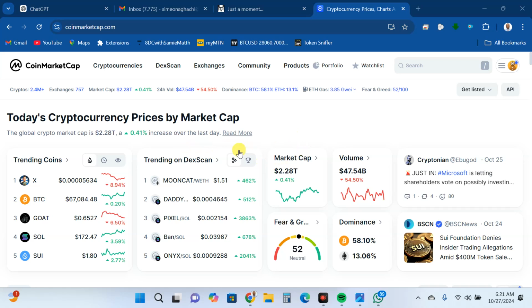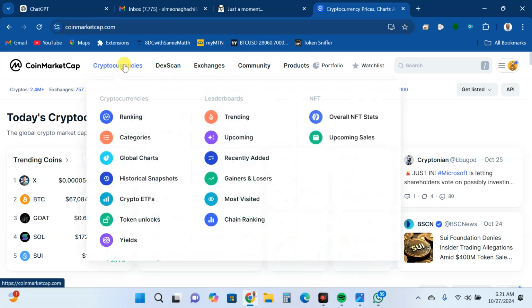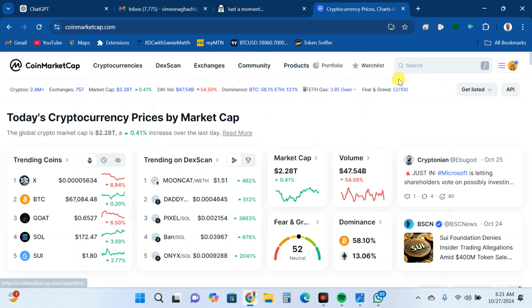Okay, so let's get deep into what we have. To do your analysis on CoinMarketCap, you need to visit coinmarketcap.com, as you can see, and all these details are going to pop up. If you click on this, you're going to see some details like ranking, categories, global charts, historical snapshots, crypto ETFs, token unlocks, and all of that. Click here, you're going to see more details, exchanges, and so on. We're not looking into all that. That's going to be in an advanced course of CoinMarketCap.